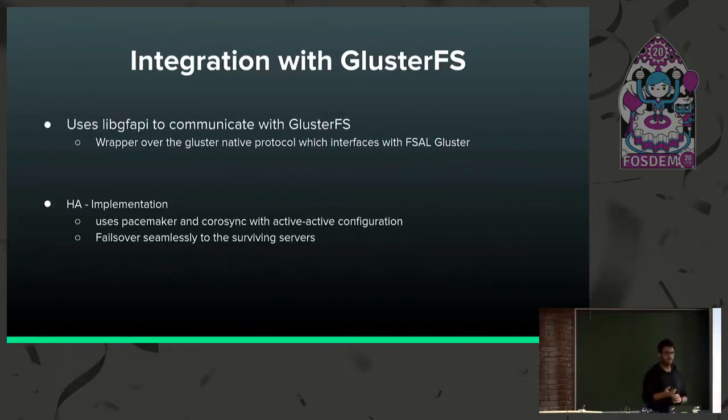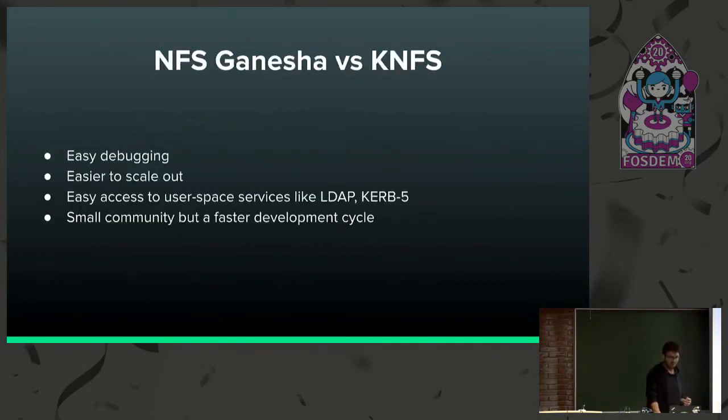And yeah, we have the HA implementation for NFS Ganesha, where you use, as I spoke, Pacemaker and Corosync for active-active configuration. Here, you need, I think, at least four servers to carry out the HA implementation. And it fails over seamlessly. If let's say a server dies, most of the clients don't even realize it died, and the administrator can go and bring up that server without any problem.